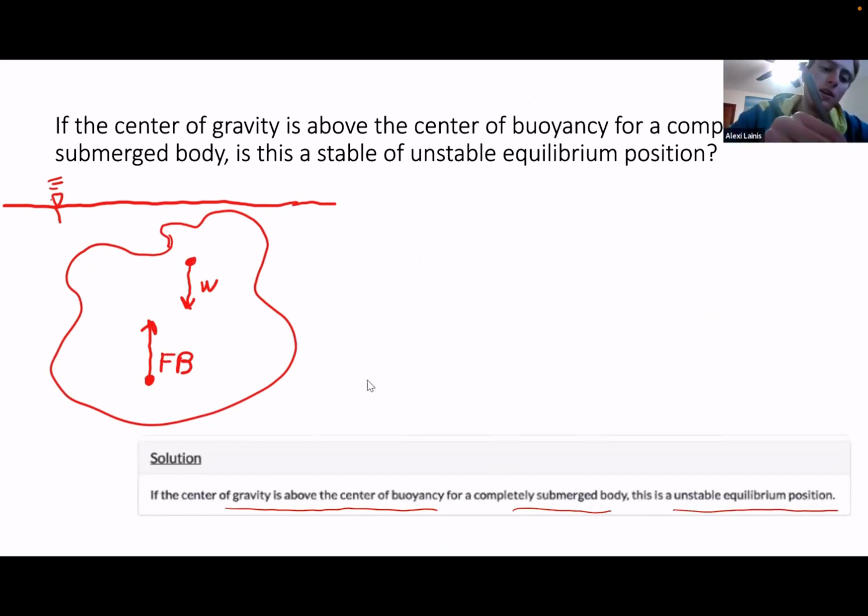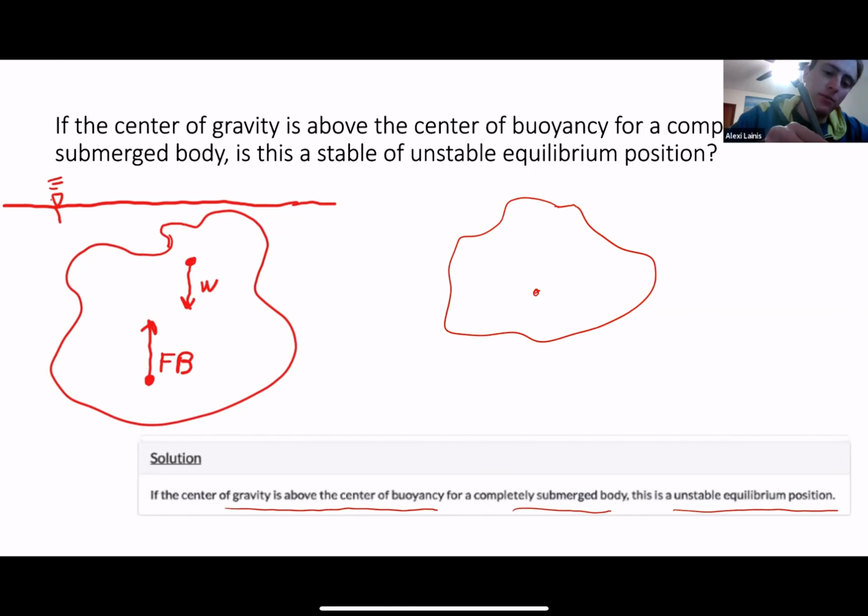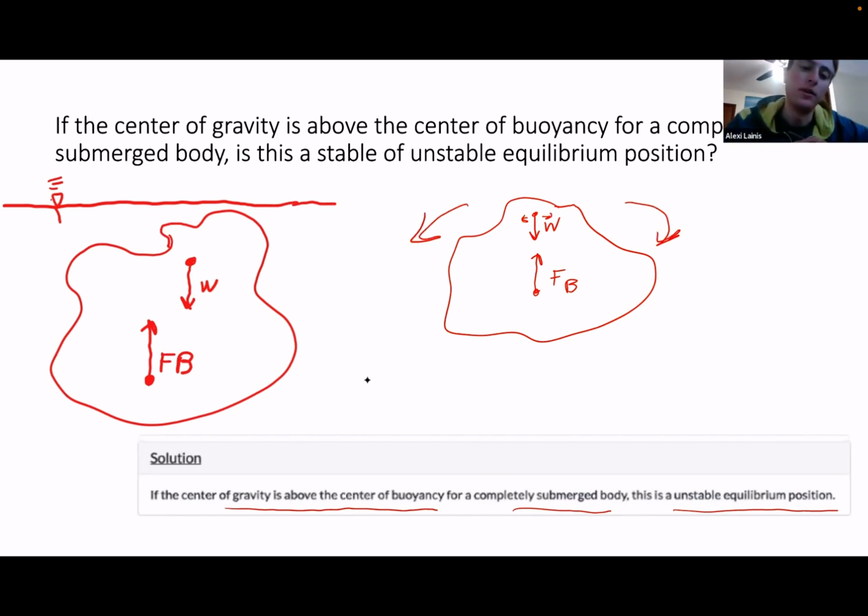So, I'll draw another one here. If we have another body, let's say we have the force buoyancy going up from here, and the weight going down from here. So let's say they're even like this. That kind of looks stable, but they're never going to be perfectly aligned. Weight's always going to be a little bit on that side or a little bit on that side, and whichever way it is, it's going to cause it to rotate that way or rotate that way. So it's kind of unstable.